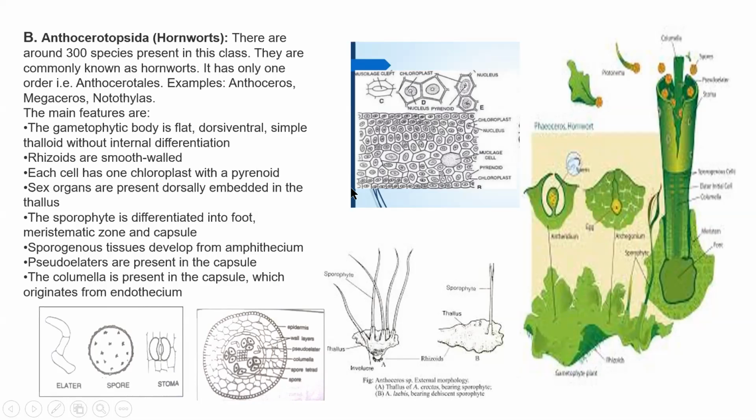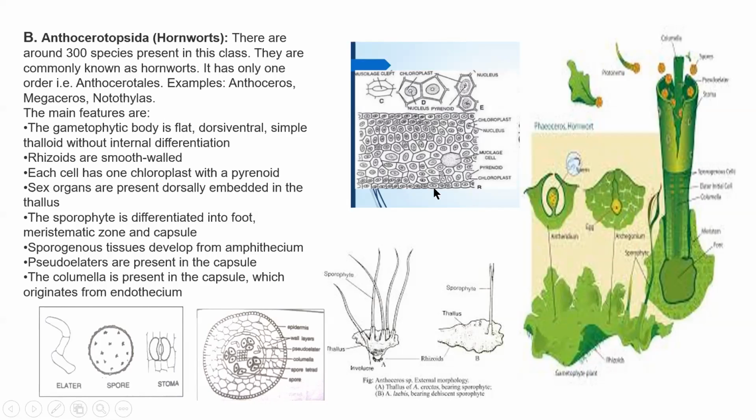Here also in the internal anatomy, you have a photosynthetic region as well as a storage region. Here is one difference when you compare it with liverworts: each cell has a chloroplast and a pyrenoid. In Hepaticopsida, pyrenoids were not there; it had only chloroplast. But members belonging to Anthoceratopsida will have, in each cell, a chloroplast as well as pyrenoids.